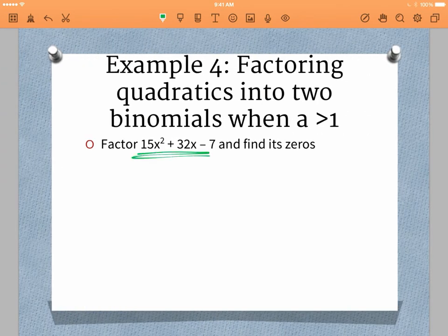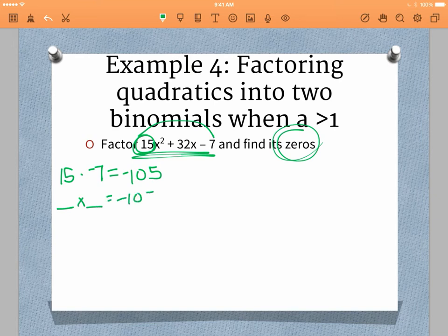Notice in this one as well, the number in front of the x squared is bigger than 1, and we're also looking to find the zeros. So we're going to use the same technique that we just looked at before. We're going to do 15 times negative 7. 15 times negative 7 is negative 105. So we're going to look for two numbers that multiply to give us negative 105. And then they also have to add up to give us the middle number, 32.